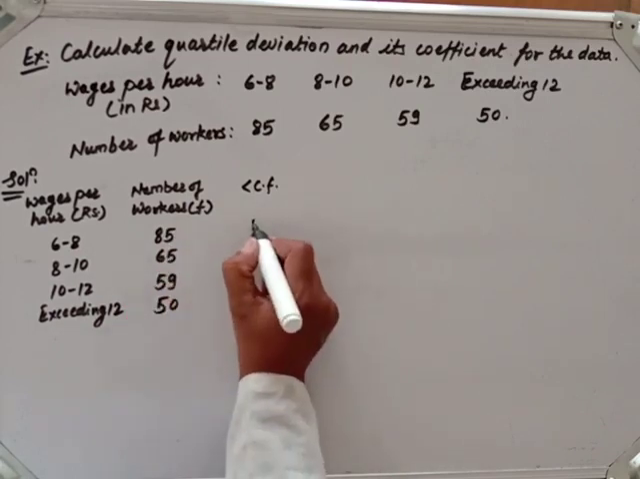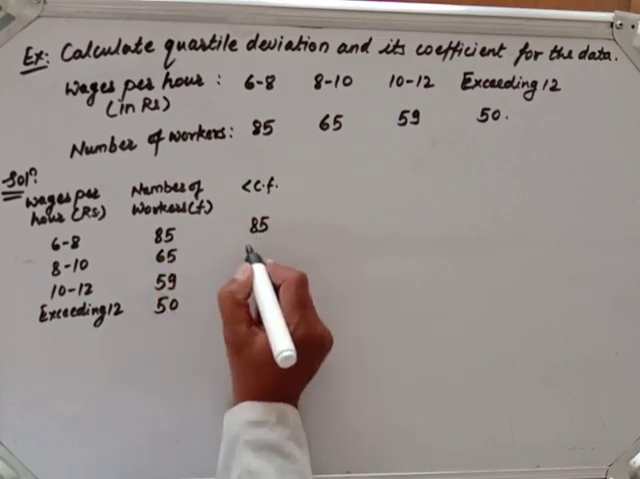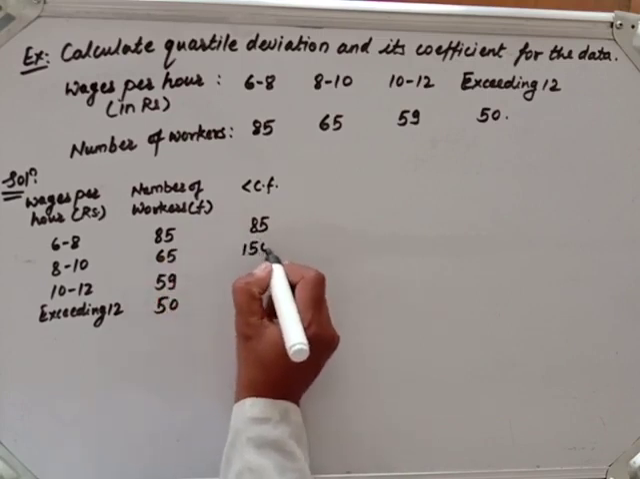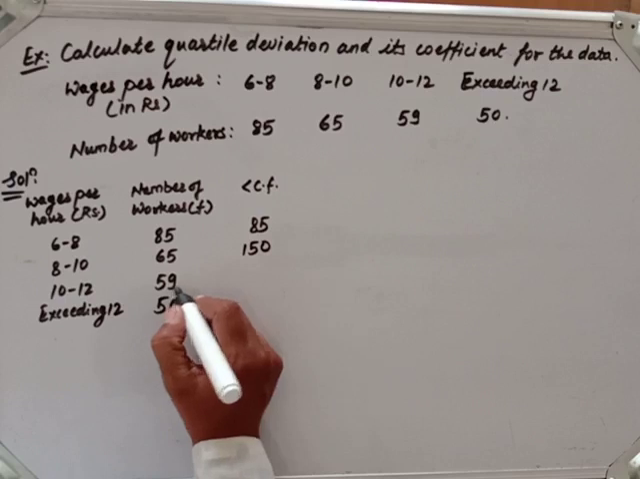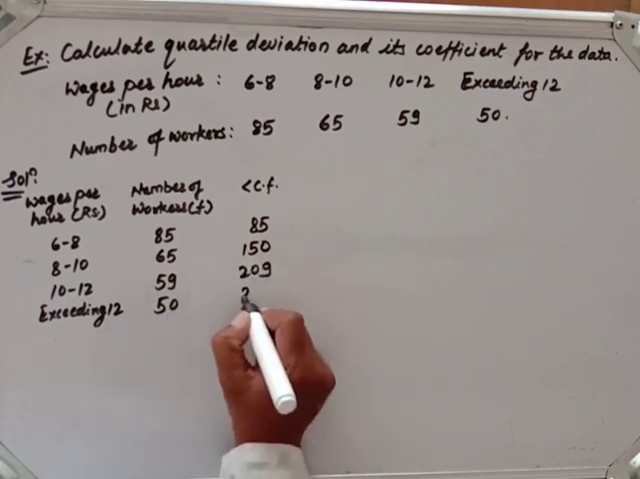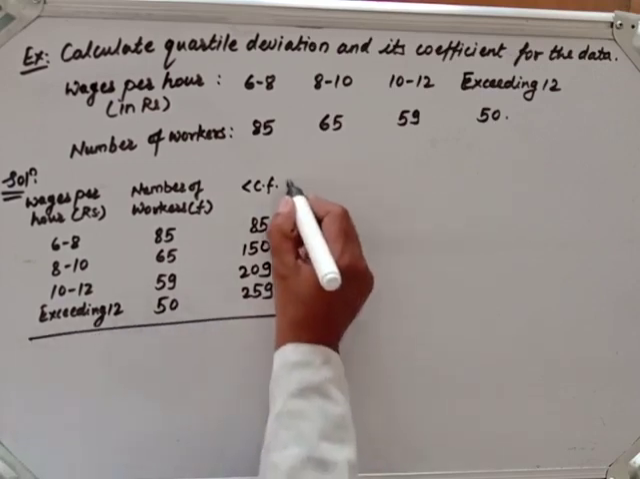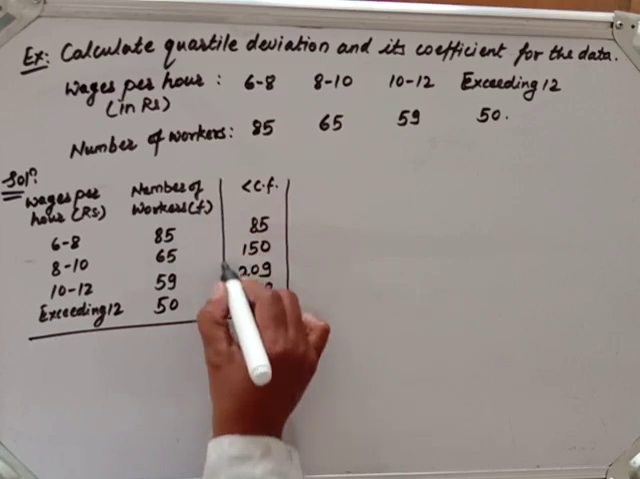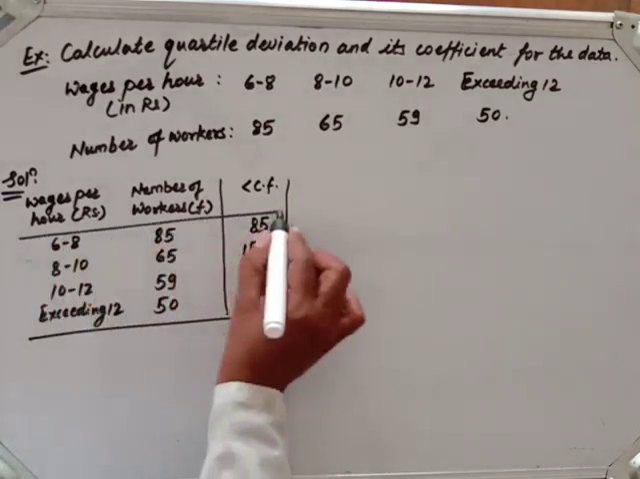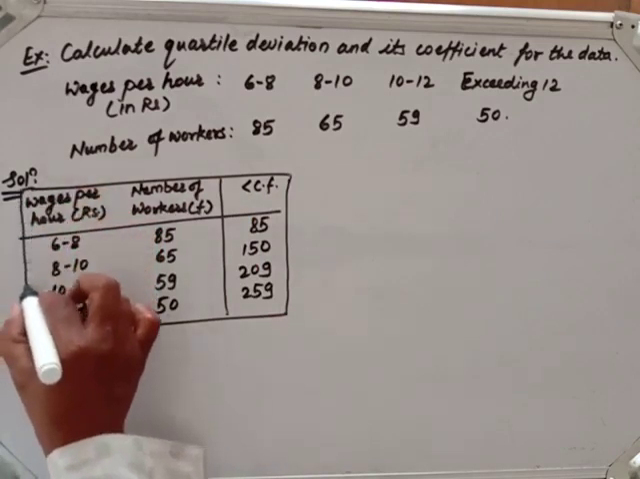Less than type cumulative frequency, many times we have taken it. This is 85 plus 65 will be 150. Then 150 plus 59 is 209. 209 plus this is 259. Now this table we need. From this we can get the Q1 class, Q3 class and others also if required.